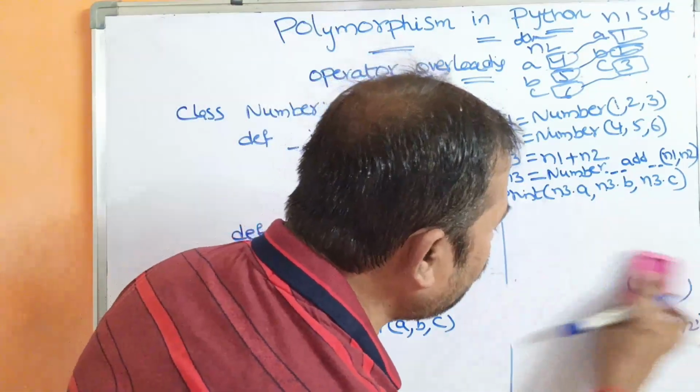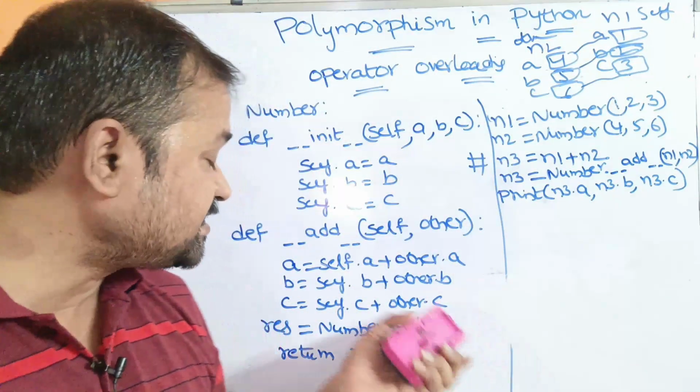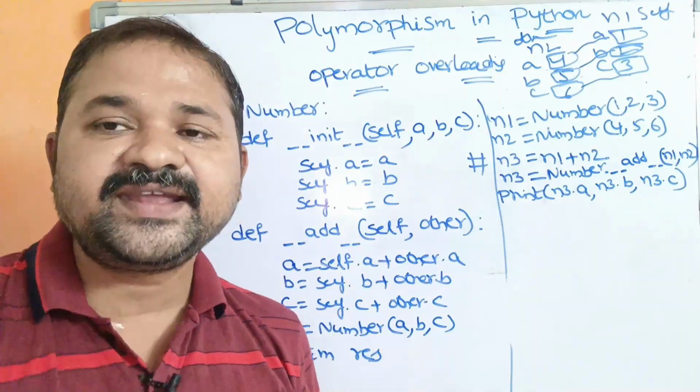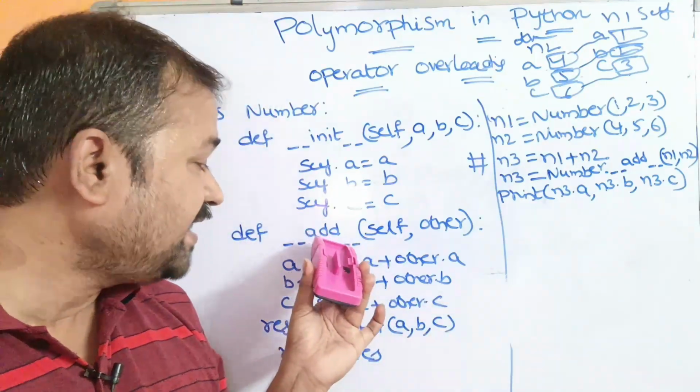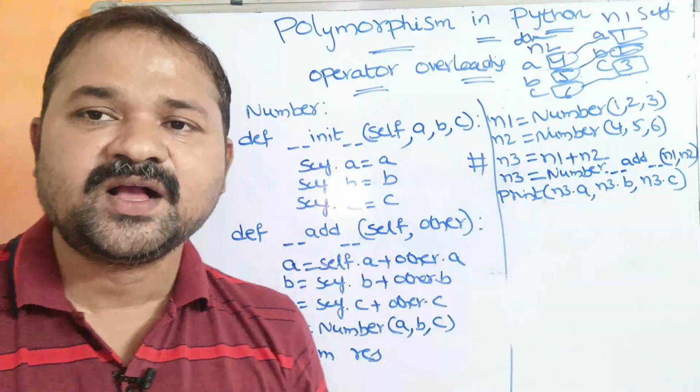Like this we can overload the minus operator, star operator, and division operator also. So minus means in place of add we have to use the sub function, whereas star means in place of add we have to use the mul function.